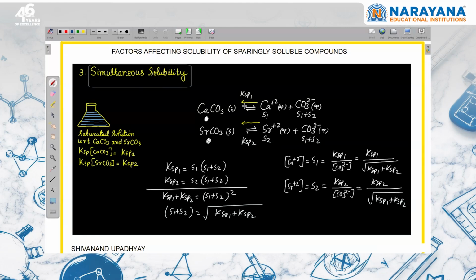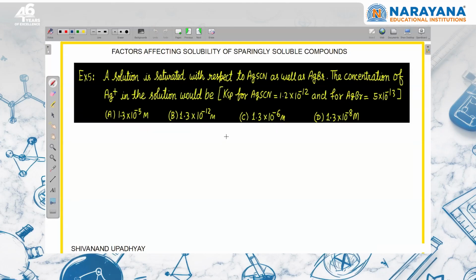And because of the common ion, they can ask a question that the solubility of both is going to decrease because of the common ion effect, right? So you already know how to solve a mixture of weak acids. So you can find out the concentration of carbonate ion. Once you know the concentration of carbonate ion, you can find out the solubility of calcium carbonate in this mixture. That is equal to the concentration of calcium 2 plus ion, which is equal to KSP divided by the concentration of carbonate ion. Similarly, you can find out the solubility of strontium carbonate. So based on this concept, let us solve a few questions.